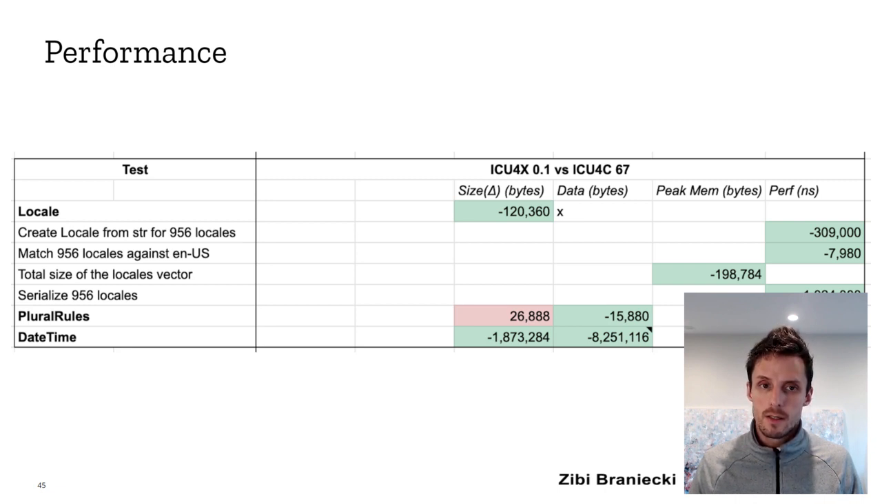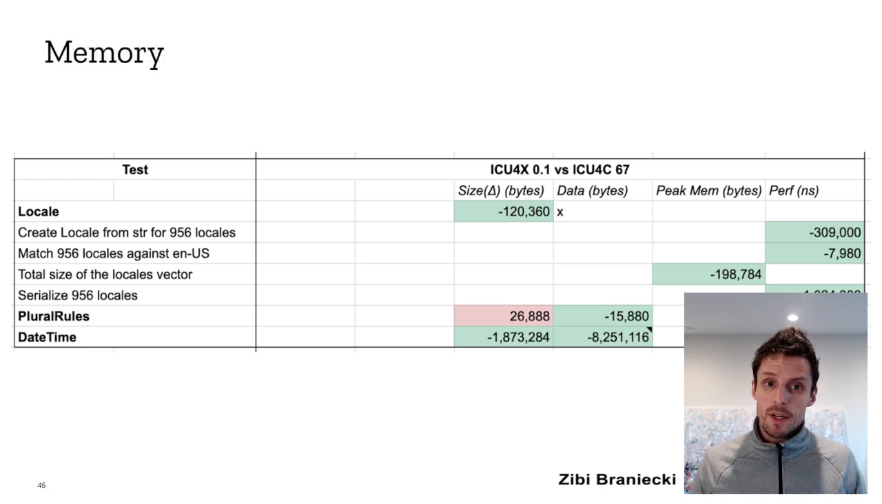Similarly, in the plural rules test, which selects a category for 10 plural rules in 10 locales for a total of 100, we see 200 microseconds improvement. And in the final test, datetime format, we see around 1.5 millisecond improvement when formatting 100 dates.